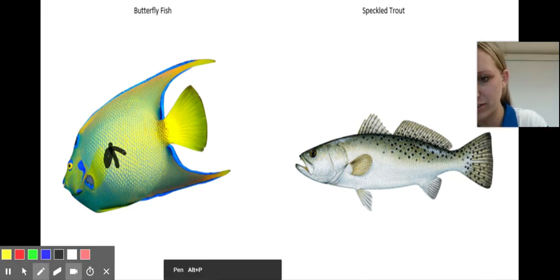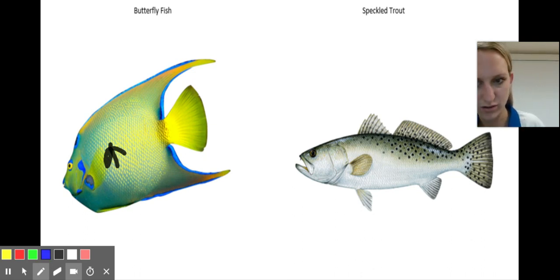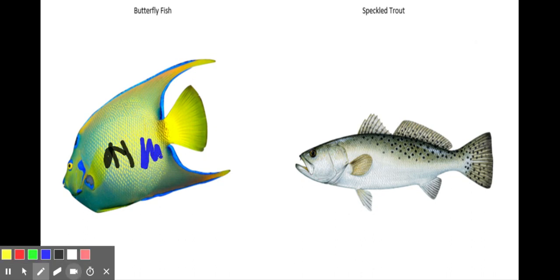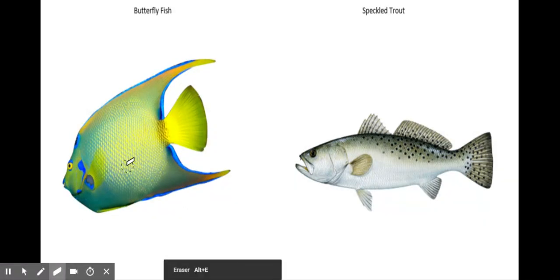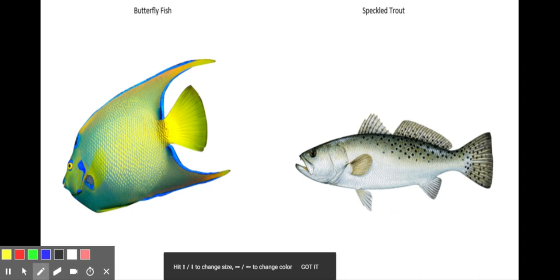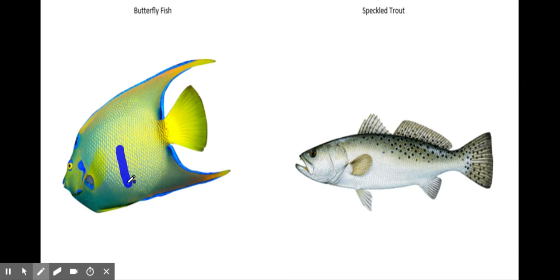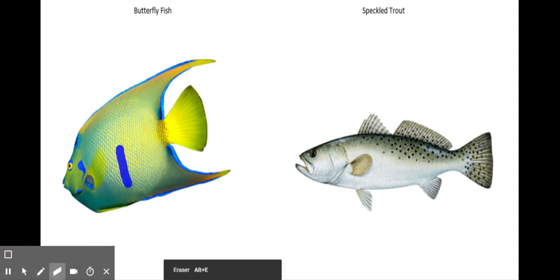Oh, gross. Let me get this together for a second. Hit up, down to change size, left, right to change color. Alright. I just evolved.